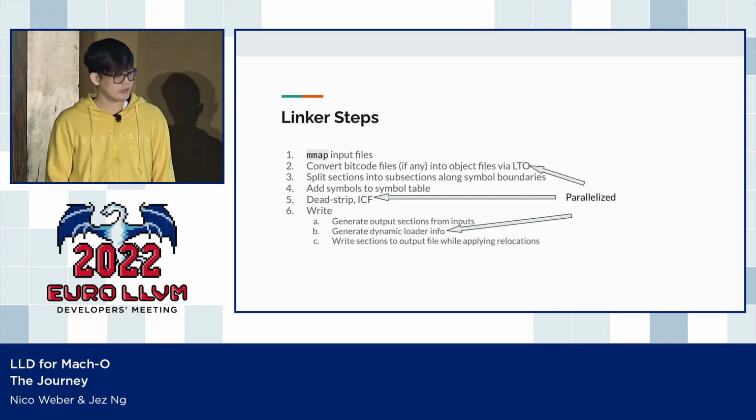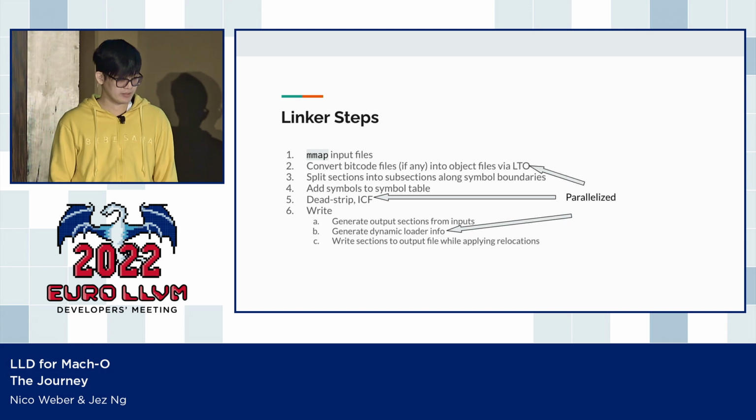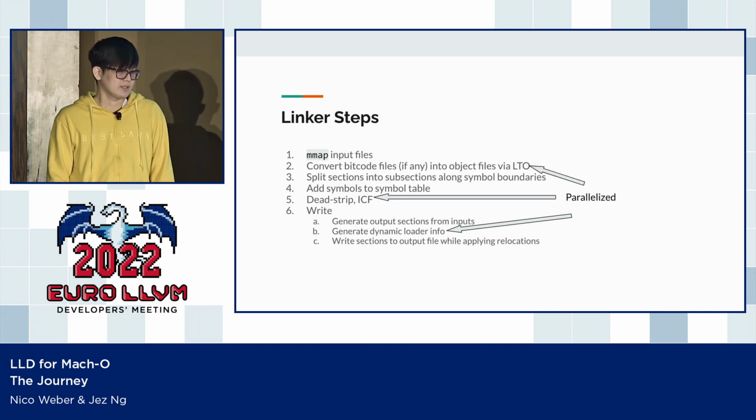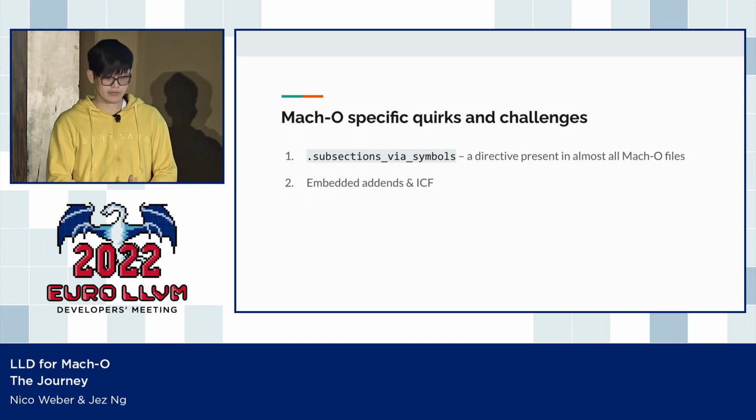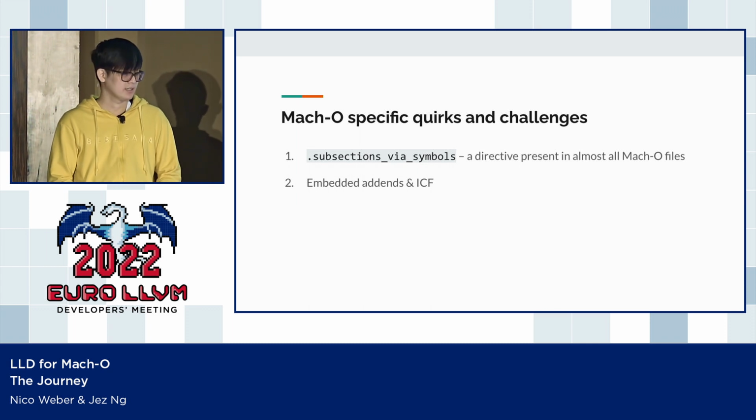So now, as you can see, we've only parallelized a small number of these steps. What this means is that there are a lot more opportunities for optimization and further speed increases. So now that you have a sense of what the linker does, let me dive into 2 of Mach-O's format-specific quirks: subsections via symbols and the embedded add-ins.